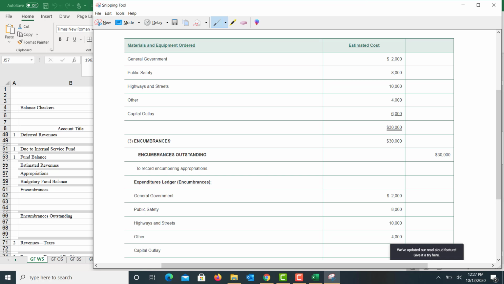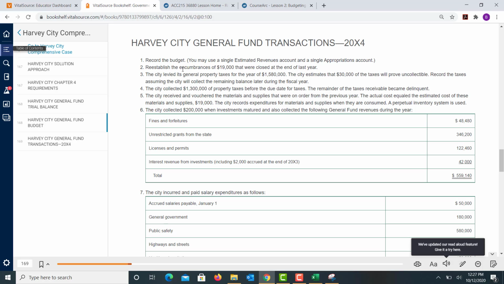So what that particularly means is that the Harvey City here, going back to the problem, I apologize. It says here, reestablished encumbrances of 19,000 that were closed at the end of the year. So it means that Harvey City has decided they're going to order goods or services for 19,000. So they want to earmark the potential to spend that 19,000.